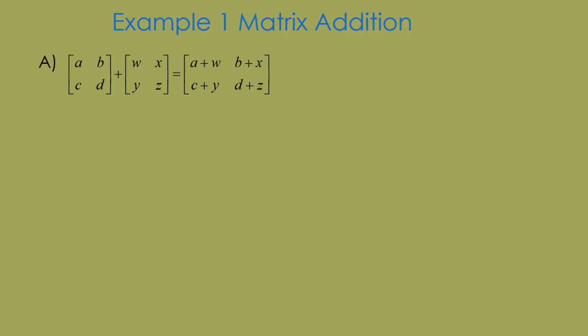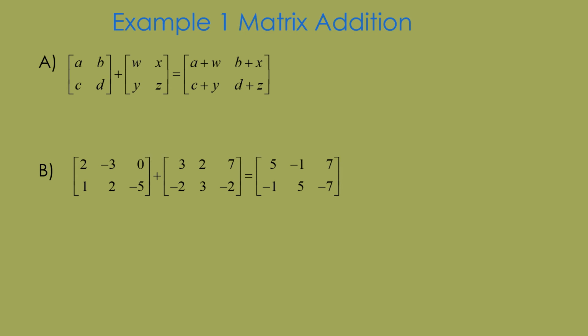Now in order to add the two matrices, we add the corresponding elements: A plus W as well as B and X, C and Y, D and Z are added. The same way for a subtraction also. So here 2 plus 3, negative 3 plus 2, etc. So the corresponding elements are added.